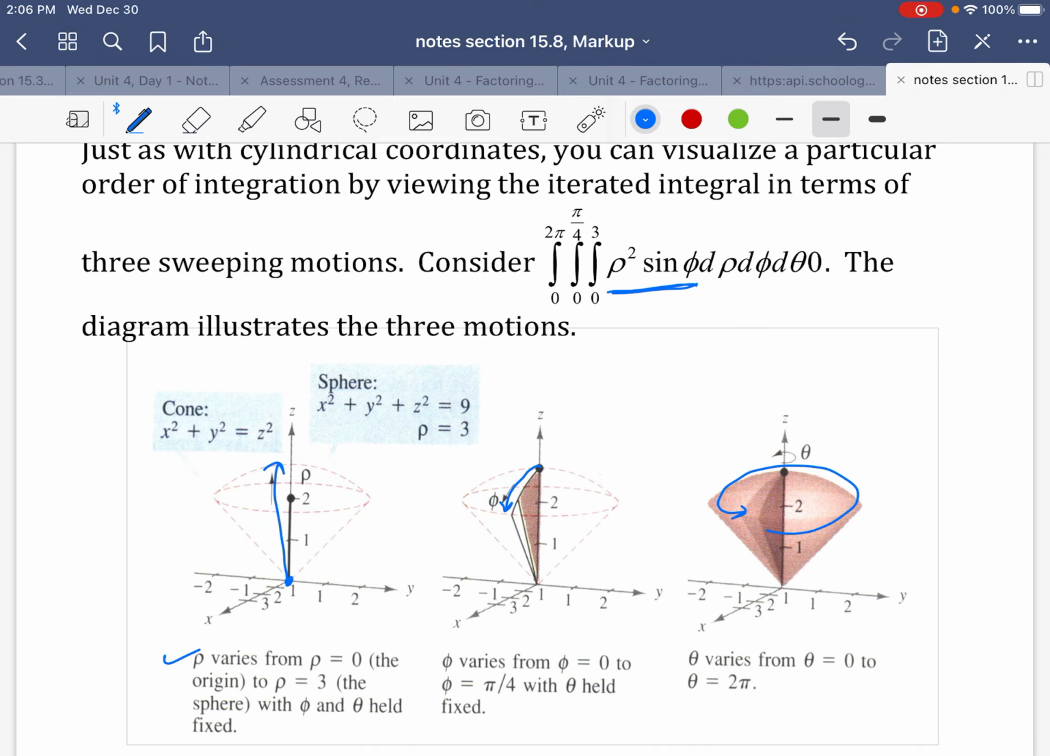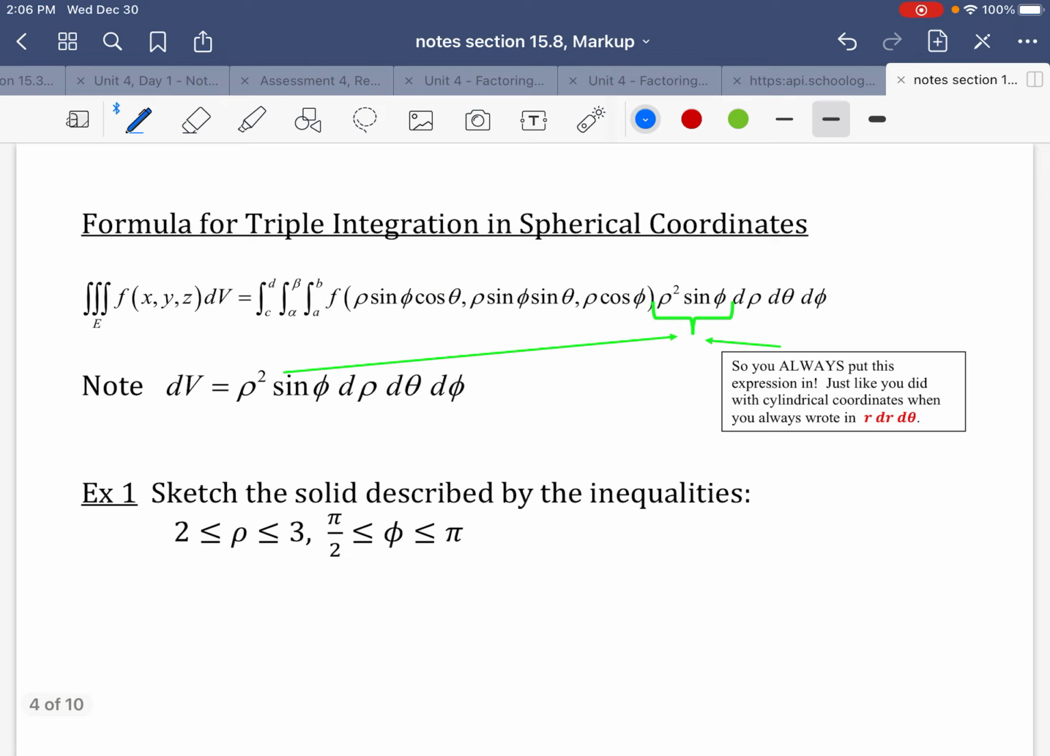Okay, so this is just a picture of everything going on. And when you do a triple integral in spherical coordinates, this is just another explanation of how you have to put the rho squared sine phi. All right, you always have to put this, just like you did with cylindrical coordinates. You had to put r, dr, d theta. Okay, and so just know that. All right.